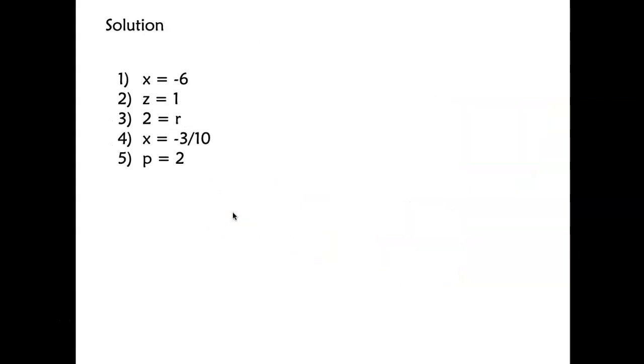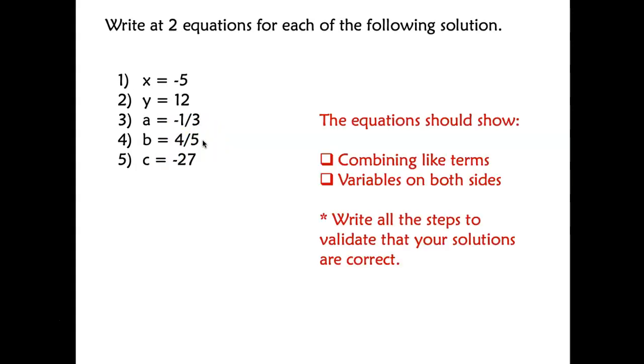Okay, welcome back. The solutions are the following. Okay, so this is x is equal to negative 3 over 10, which is a fraction. Okay. Now for the final thing that you need to do is you have to write 2 equations for each solution that you see in here. So for number 1, x is equal to negative 5, you need to write 2 equations that will give you the answer negative 5. Same with y is equal to 12, a is equal to negative 1/3, b is equal to 4/5, and c is equal to negative 27.